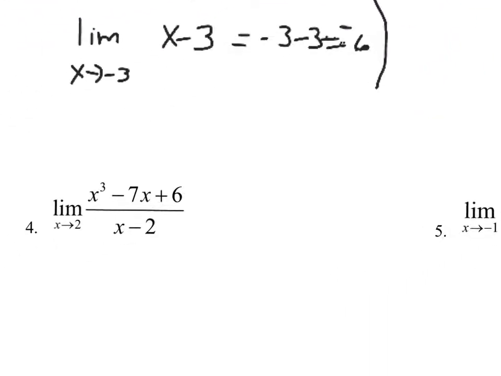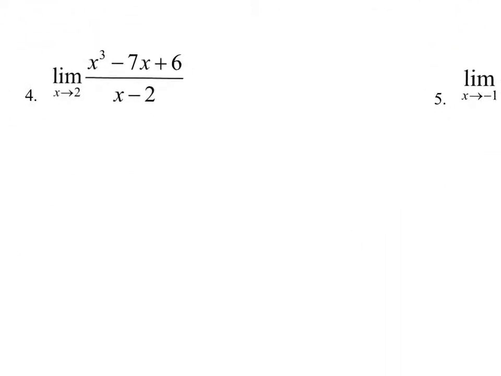Okay, let's look down here at problem 4. We've got x cubed minus 7x plus 6 over x minus 2. Again, if I plug in 2, I get 0 on the bottom, 2 minus 2. 2 cubed minus 7 times 2 plus 6 is 0 on the top, because that's 14 minus 14. So we have a 0 over 0, but this is not one we can really factor because we have the x cubed. So in this case, when you really can't factor it, we try another technique.